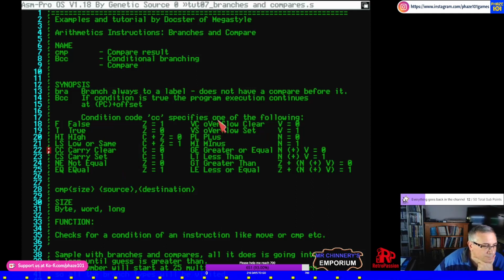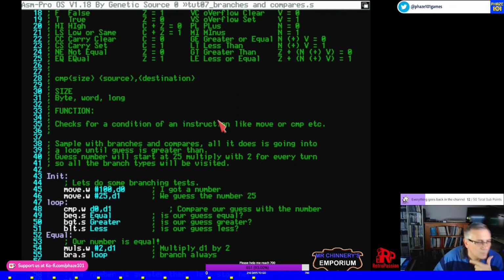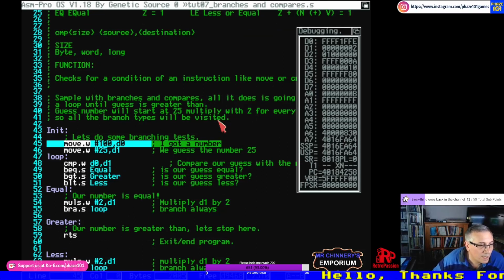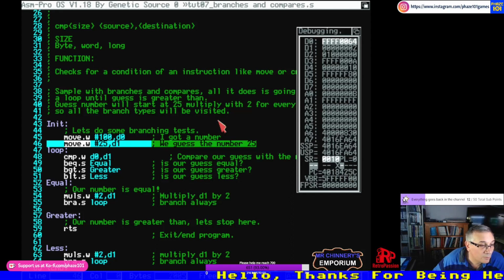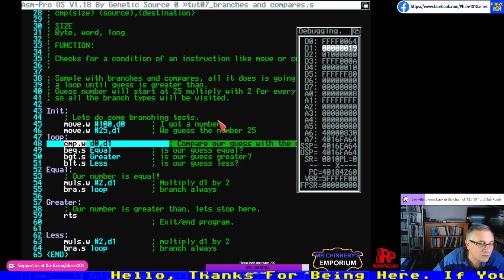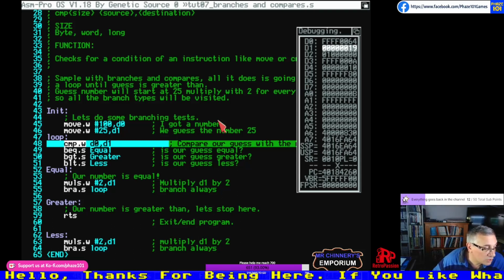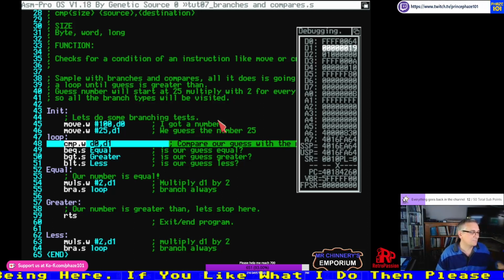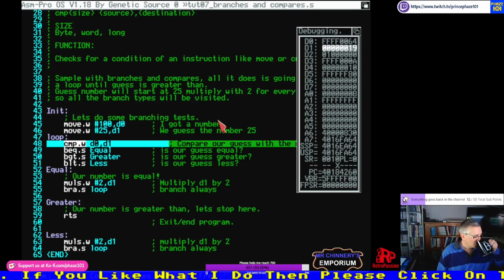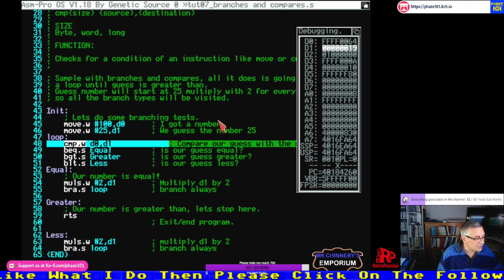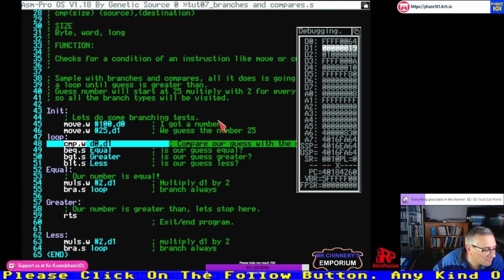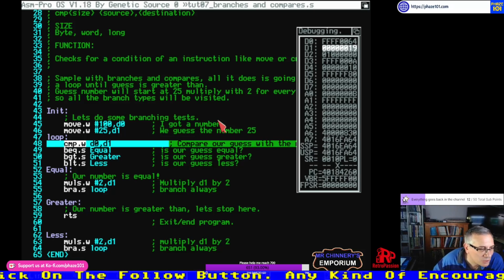So let's do what we have. We are moving 100 into D0, and moving 25 into D1. And notice that we moved words. We are comparing, also a word, D0 with D1. So this is like the guess the number, but he's pretending he's putting the numbers, okay? There is no random here, and no user input, but it's a good way of showing the instructions, the compare and the branch.